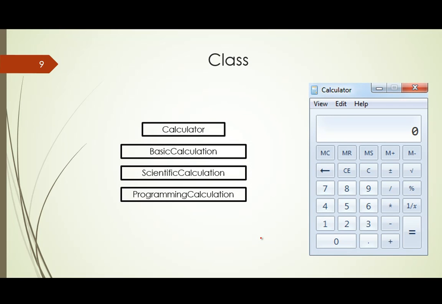So let's say you have a calculator application and you really want to use classes. What you can do is separate your logic into separate classes. Let's say you have basic functionality, so you put that in a basic calculation class. And you have a scientific calculation part, you put that into a scientific calculation class. This way you can organize your code. This is the purpose of the class.